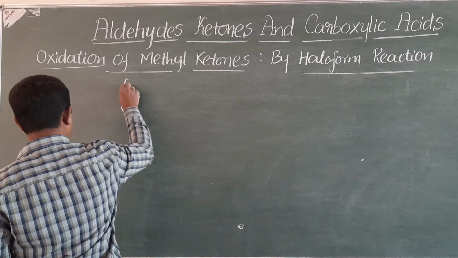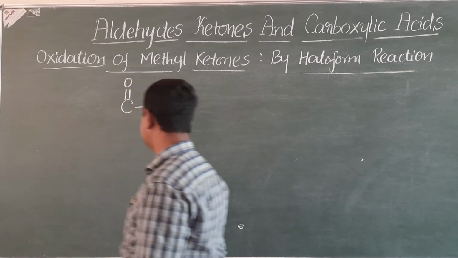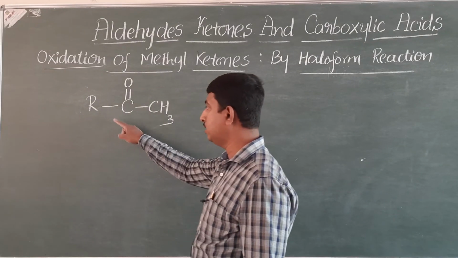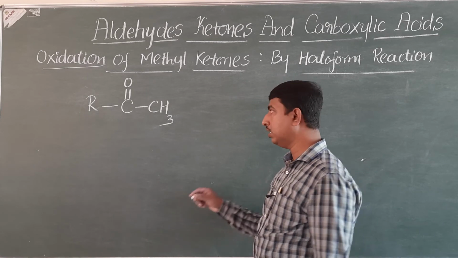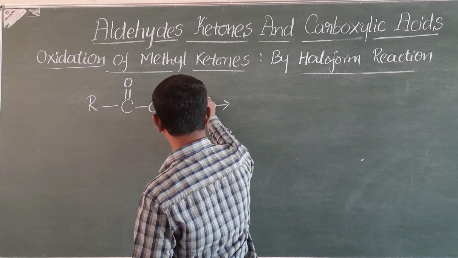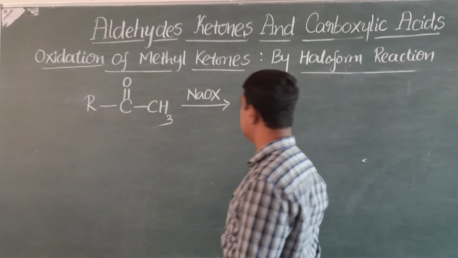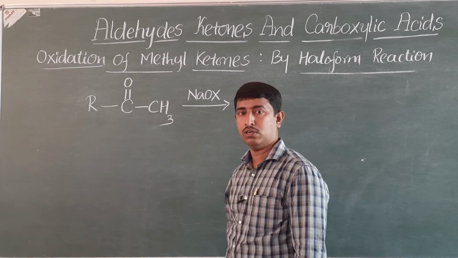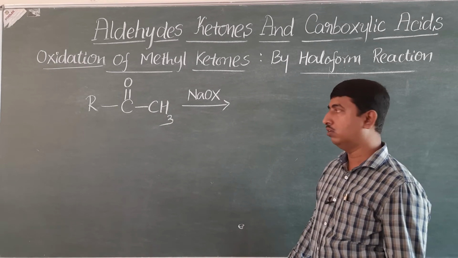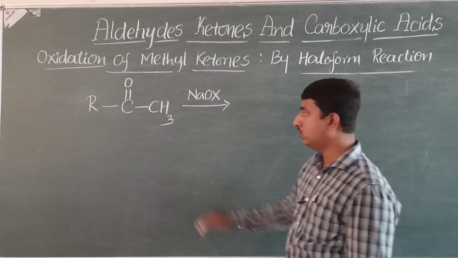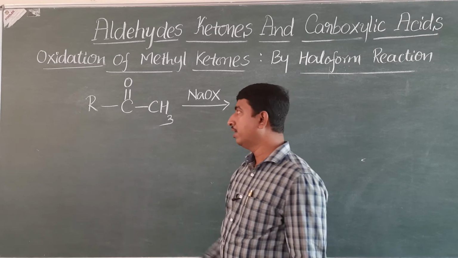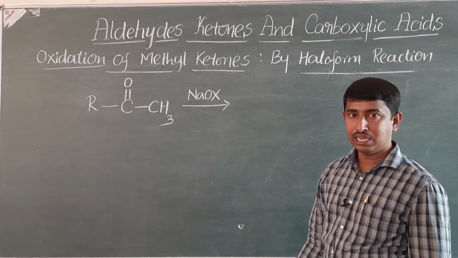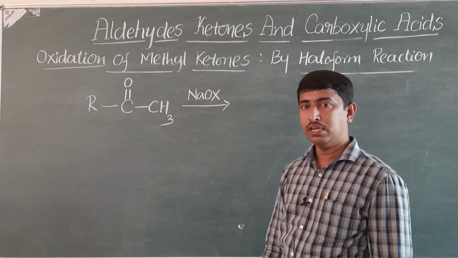Say, the ketonic group is directly bonded to the methyl group. This is a methyl ketone. While writing the general equation, write capital letter R: R, C double bond O, CH3. This methyl ketone is subjected to oxidation by adding the oxidizing agent, sodium hypohalite. Oxidation of a carbonyl compound, whether aldehyde or ketone, forms carboxylic acid only. This compound contains a ketonic group, correct? It undergoes oxidation forming the salt of carboxylic acid.